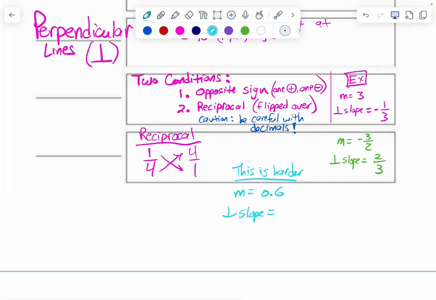But does everybody else? In order to have that, you need to have your fifths memorized, which is a good thing to do. 0.2, 0.4, 0.6, 0.8, and then 1. But not everybody has that. So don't do decimals. Okay? If you can avoid it, don't do decimals because they're harder to find the reciprocal.